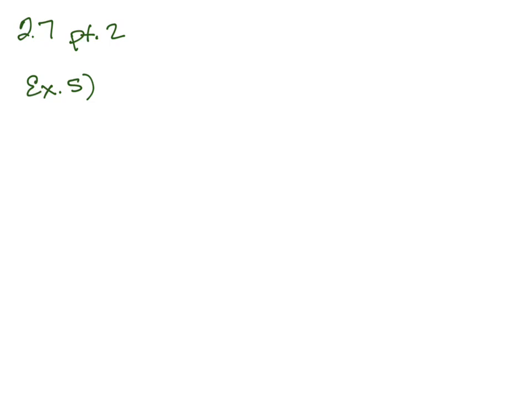We have a multi-step inequality. That means it's got variables on both sides. It says 13 minus 7x is greater than or equal to 10x minus 4. Okay, 13 minus 7x is greater than or equal to 10x minus 4.